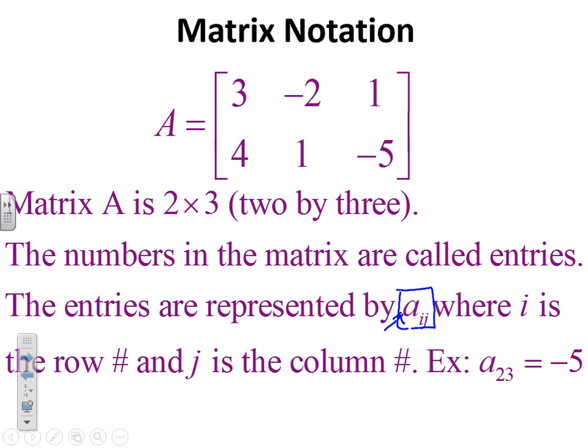The lowercase letter is going to match whatever the matrix itself was called. Now, the i of the subscript of that notation is telling you the number of the row that that particular entry comes from, and the j is the column. So in this case, the example a23 says look at row 2, column 3, and in that spot is the -5. So that's how we're identifying those values.